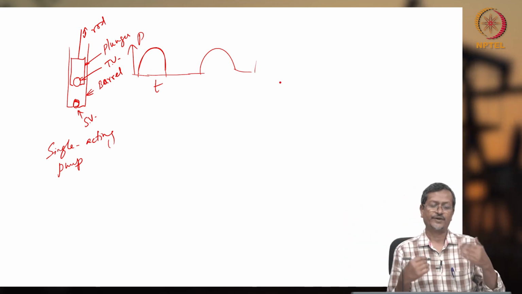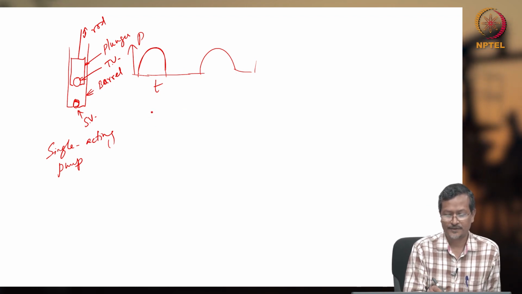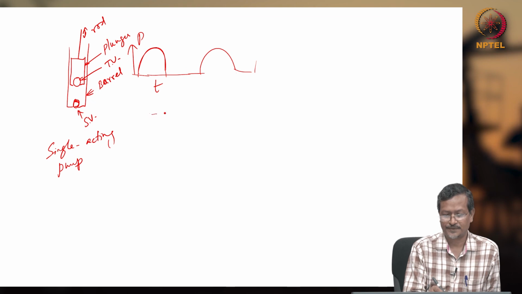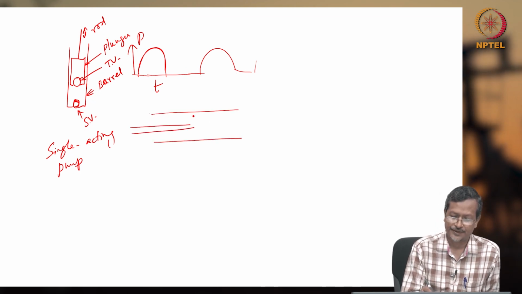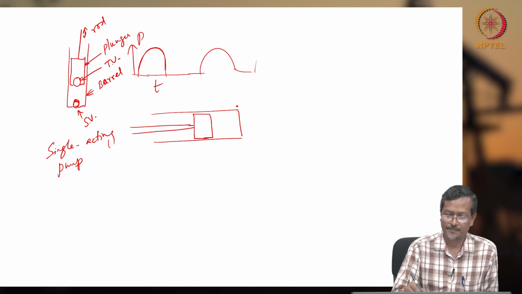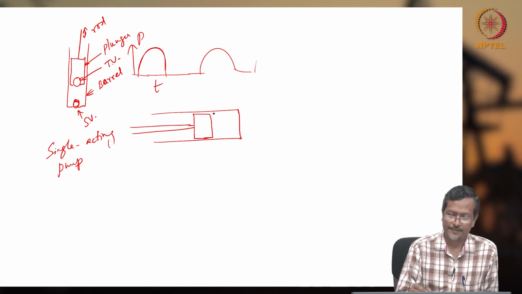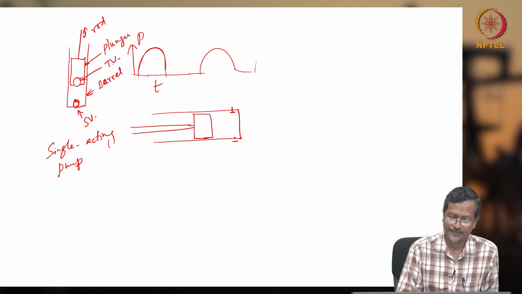But if I can create a double acting pump, how does it work? I'll draw it horizontally. Say I have one plunger or piston here, and in a single stroke, single acting pump, normally we will have one valve here, one valve here.